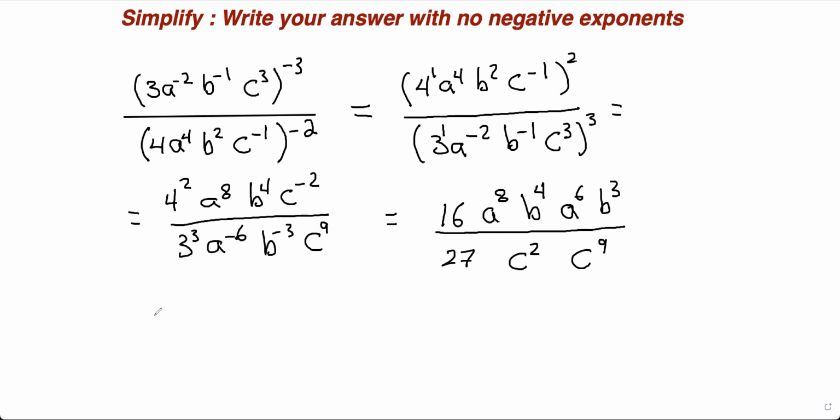So we'll simplify first. 16, a to the 14, because you add the exponents when you're multiplying. B to the 7, all over 27, c to the 11. So this is how we deal with negative exponents.